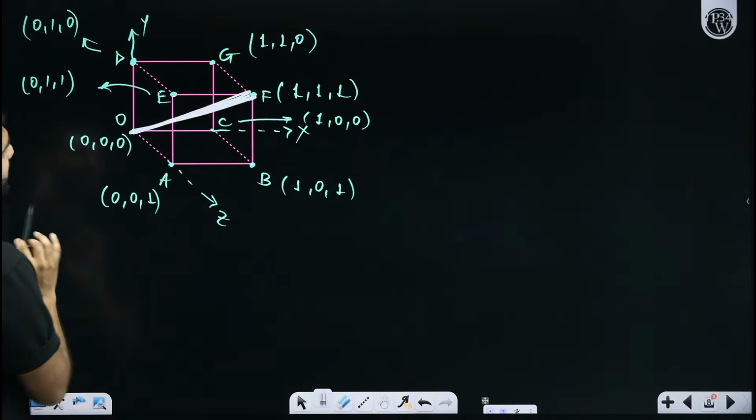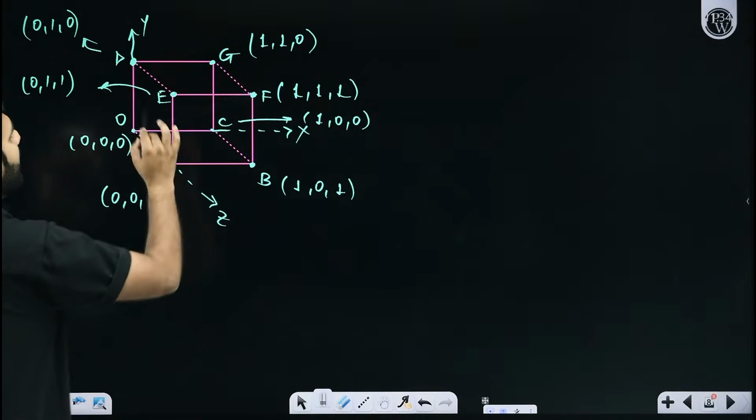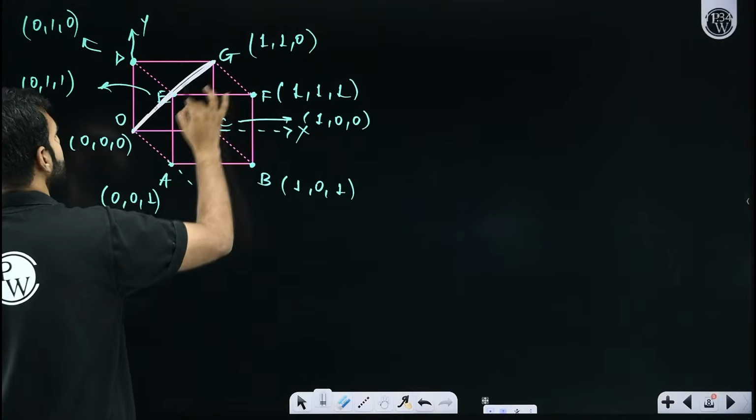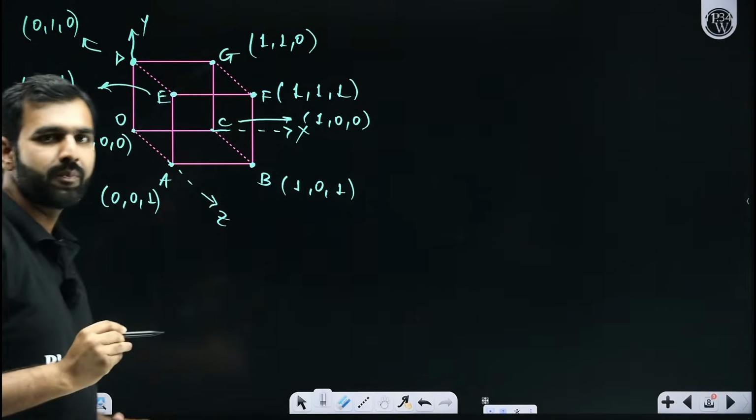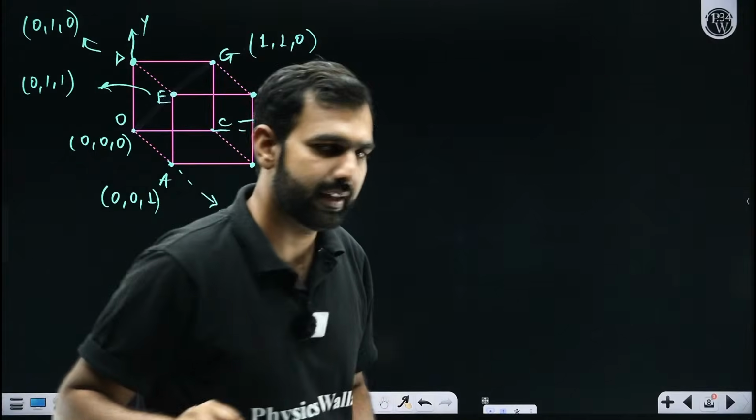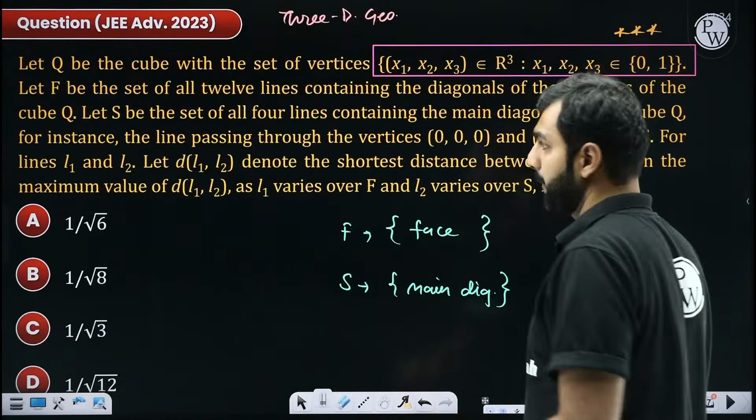But if I talk about this diagonal, which diagonal, students, let's say for a while, I take OG here. This is clearly falling in F because it is a face diagonal. Everyone got this? I hope no confusion on that. From here, what are we told next?